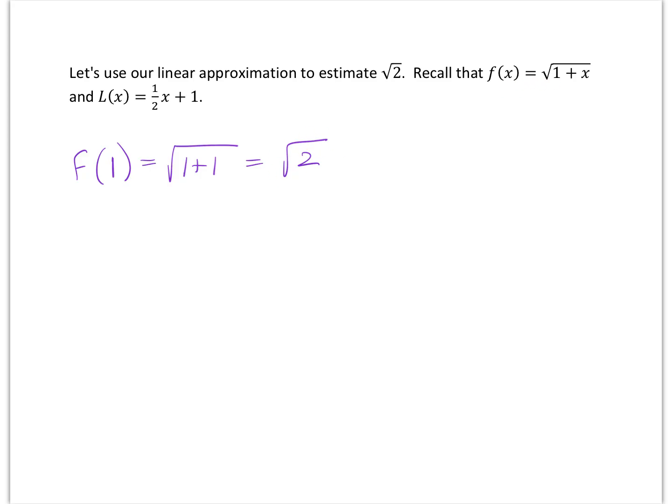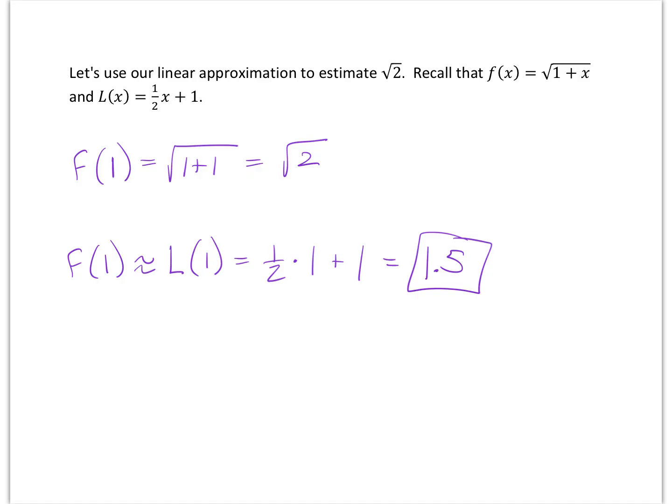And I know that when I'm near 0, L is a pretty good approximation for f. So I'd like to know f of 1, and it's hard to calculate square root 2. So instead, I'm going to calculate L of 1, because the line should be a pretty good approximation for f as long as I'm not too far from 0. And L of 1 is 1 half times 1 plus 1, which is 1.5. And if you type square root 2 into your calculator, you get 1.414.